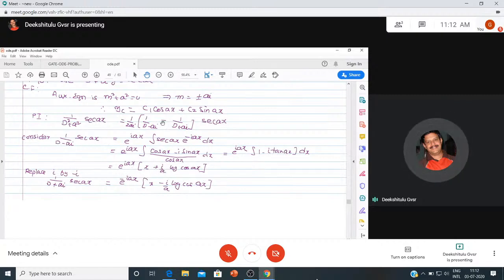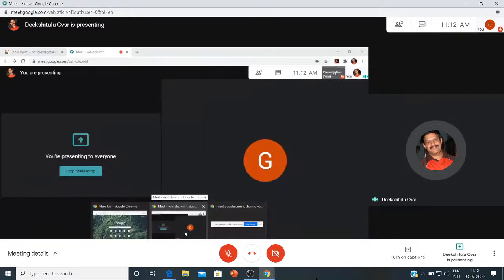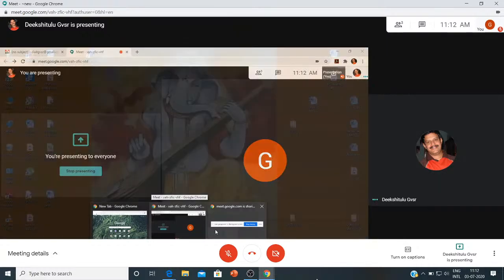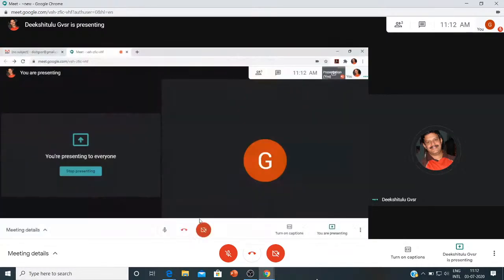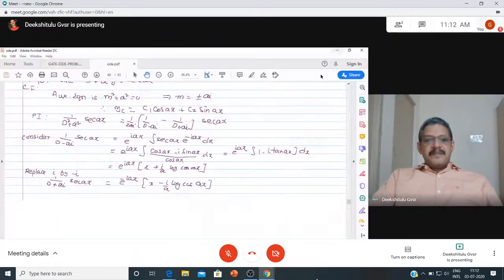So this is 1 by D minus ai, and the other term is 1 by D plus ai. What is the difference between D minus ai and D plus ai? Only the difference is plus i and minus i. So if you replace i by minus i here, then this becomes 1 by D plus ai.